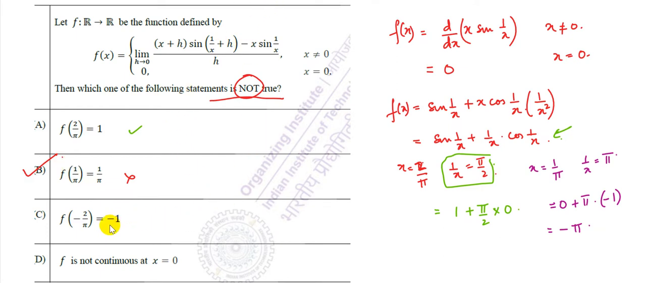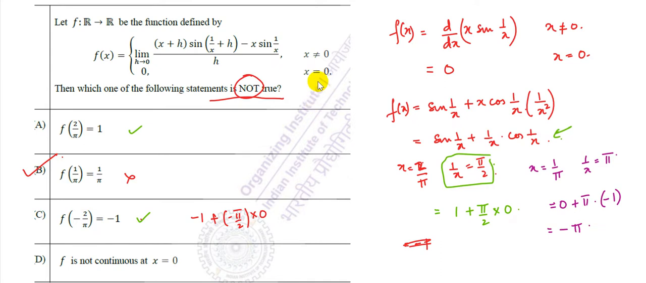F of minus 2 by pi would be sine of minus pi by 2, that is minus 1, and so this would be minus 1 plus minus pi by 2 into cos of minus pi by 2, which is 0. So this is minus 1, this is again correct, and f(x) is not continuous at x equal to 0.